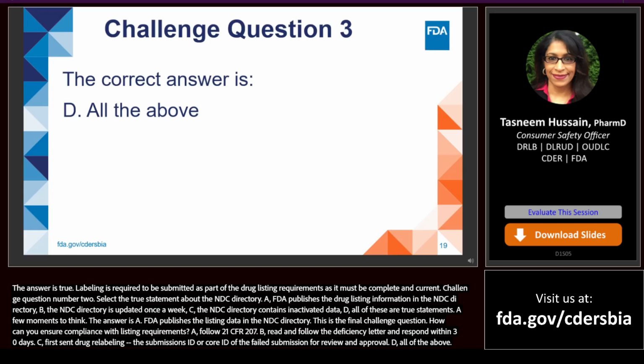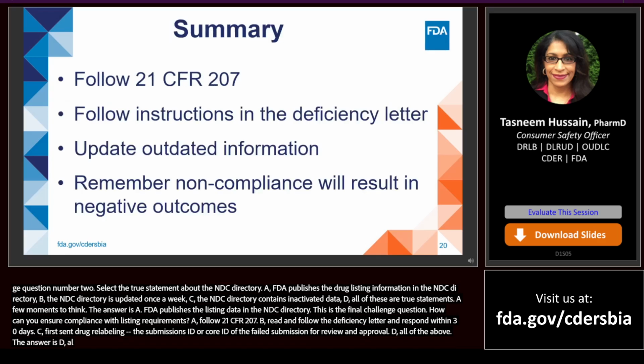Answer is D. All of the above. So in summary, to maintain compliance with listing requirements, you must follow the requirements under 207. You must follow the instructions in the deficiency letter.